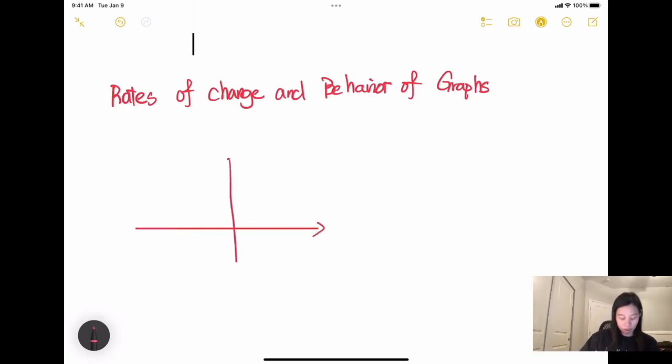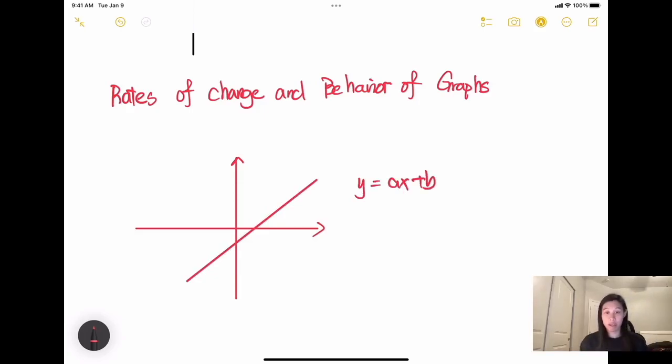for a linear function, which is a straight line, such as y equals ax plus b, the rate of change is going to be a constant number, which is the slope. A is the rate of change.